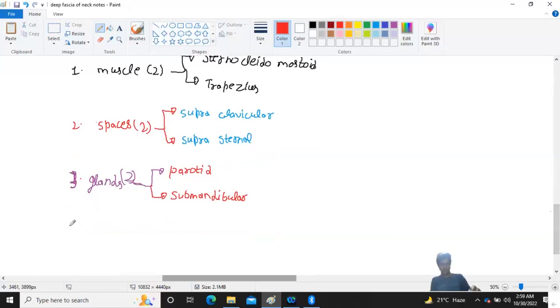The fourth is two ligaments. Ligaments to include: first is stylomandibular and sphenomandibular. We have not seen the sphenomandibular, we will cover it later.